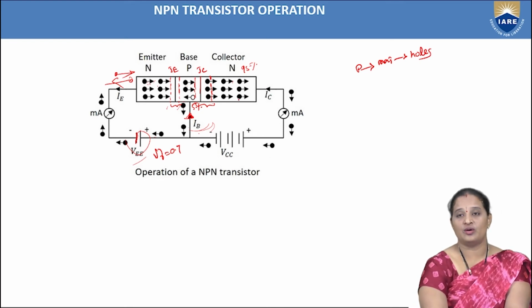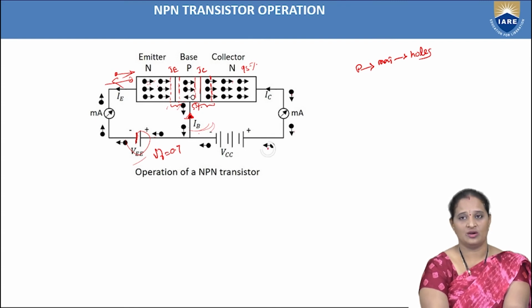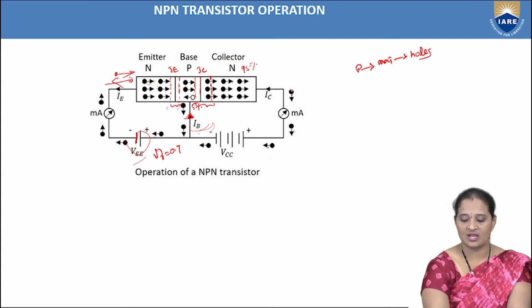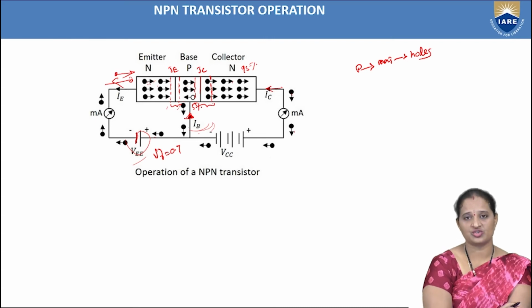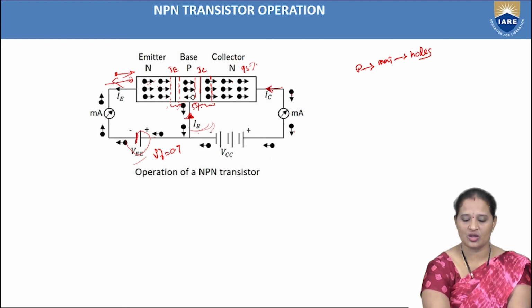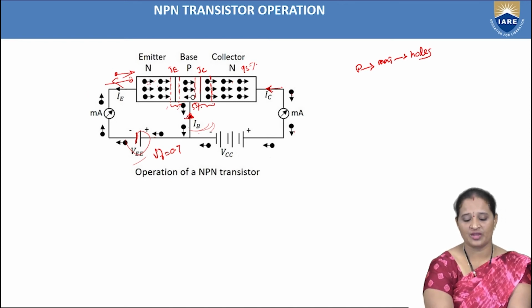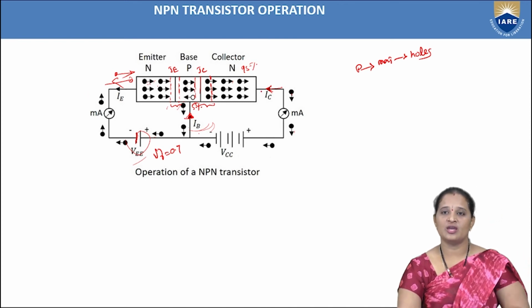Coming to the collector current, the electrons are entering the collector and are attracted by the positive terminal of the battery. This is shown by the arrow marks here, which show the motion of electrons. As the electrons are moving in this way, the direction of current is opposite to the direction of motion of electrons. Why? Because electrons are negatively charged, hence the current direction will be opposite. So the emitter current is outside, whereas base and collector currents are inside.